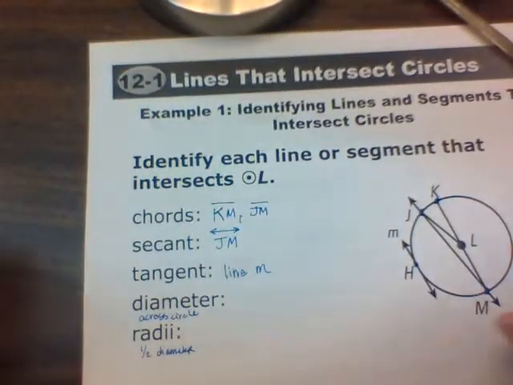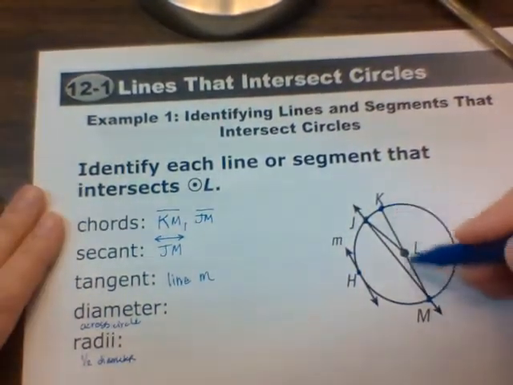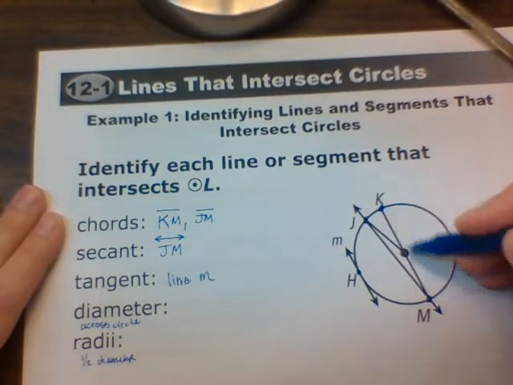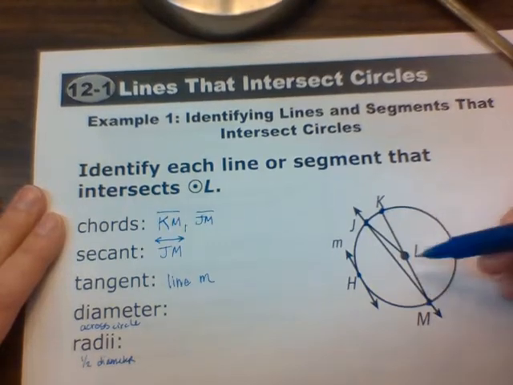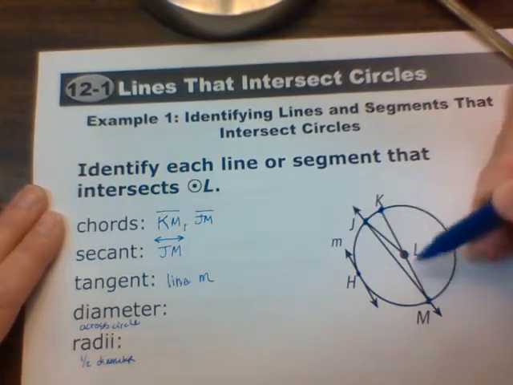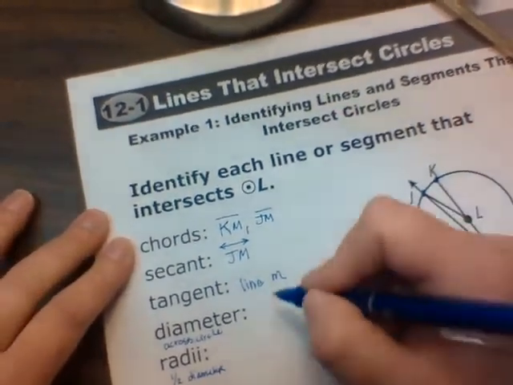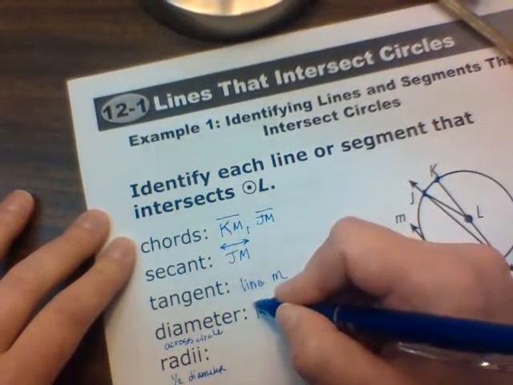But either way, the diameter goes across the circle through the midpoint. So we do have to only use Km because that's the only one that goes through the center of the circle. Jm doesn't. So nope. So that means that our diameter is Km.